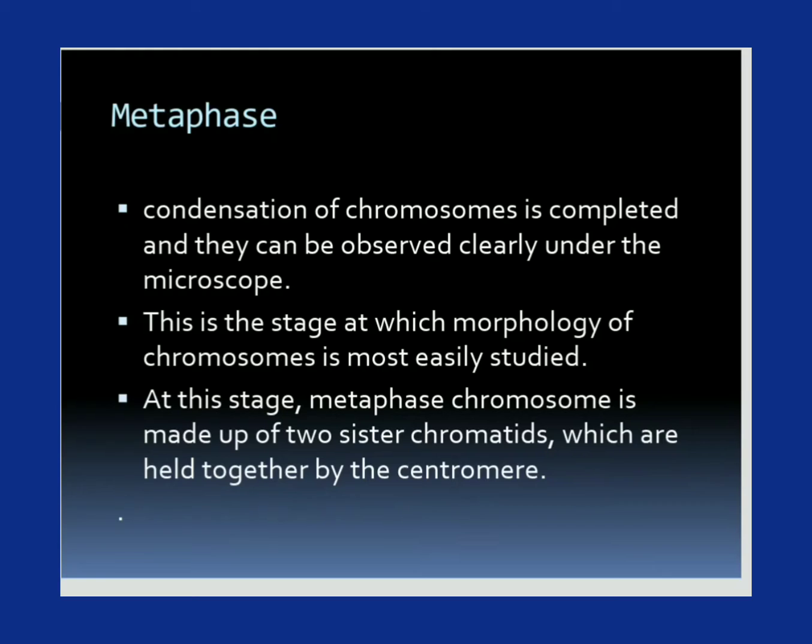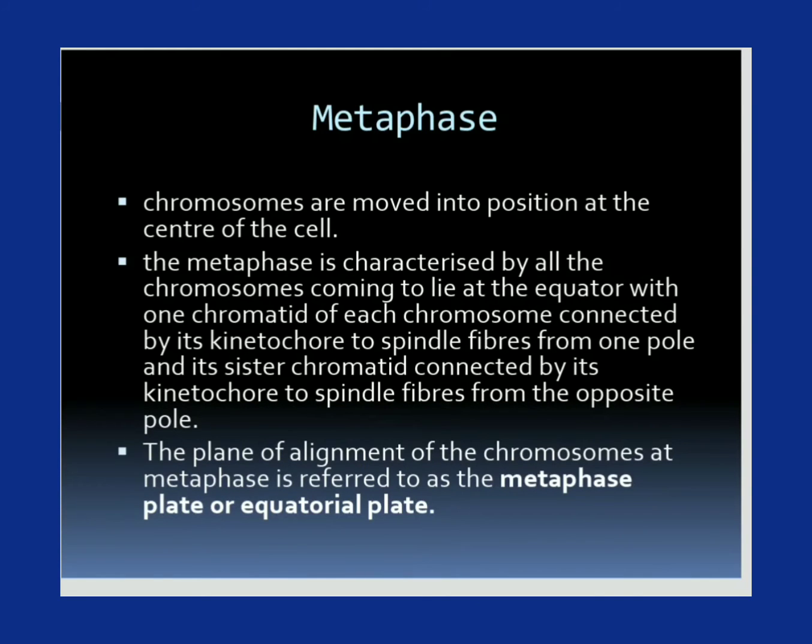Next, metaphase. Condensation of the chromosome is completed and they can be observed clearly under the microscope in this stage. This is the stage at which the morphology of the chromosomes is most easily studied. At this stage, the metaphase chromosome is made up of two sister chromatids which are held together by the centromere, and they will move into position at the center of the cell, at the equator.